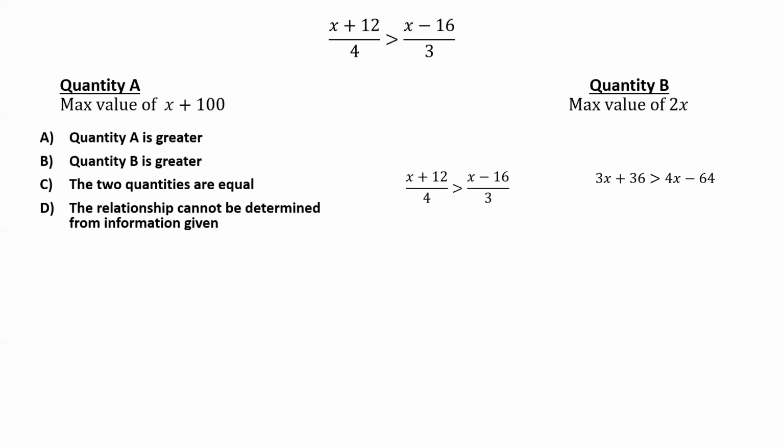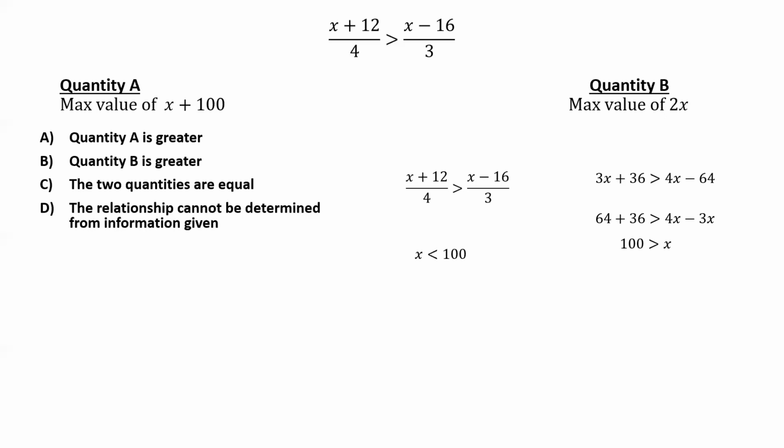Now we can bring over the terms, so the x is on one side of the inequality, and then you bring over negative 64 from the right-hand side to the left-hand side, so that becomes positive 64. So this is what we are left with, right? 64 plus 36 is greater than 4x minus 3x. And this becomes 100 greater than x. And we can write this as x is less than 100.